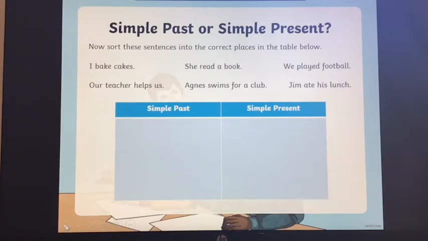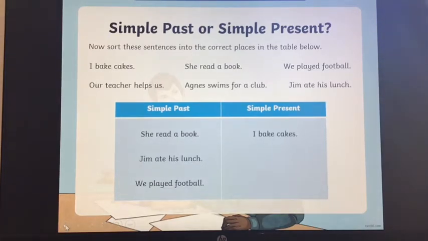Right, simple past: events that had happened and they're over with. She read a book, Jim ate his lunch, we played football. Simple present: I bake cakes. I bake cakes every Thursday. It's something that I do often.